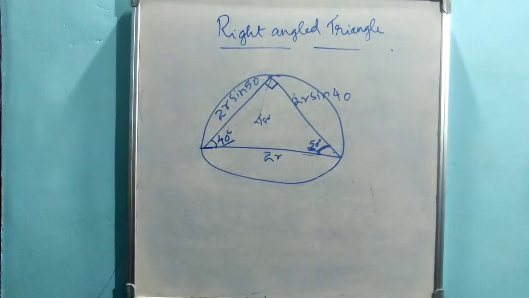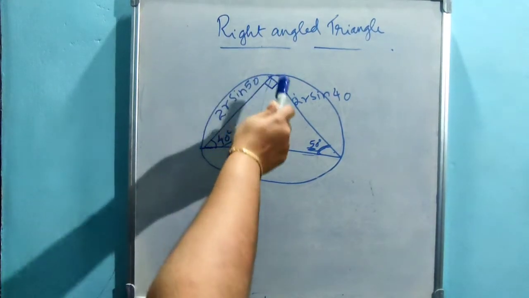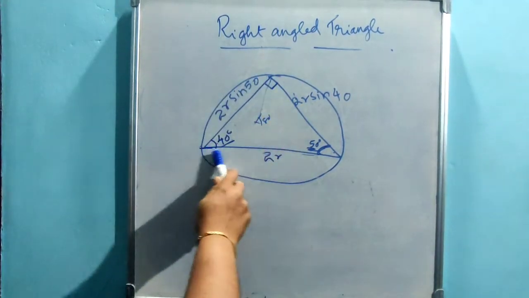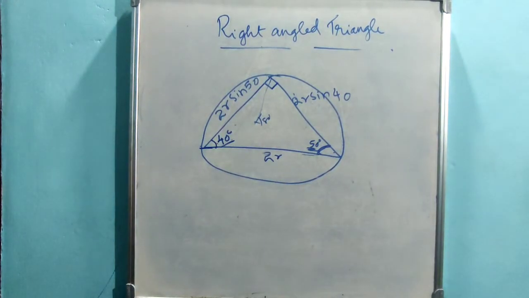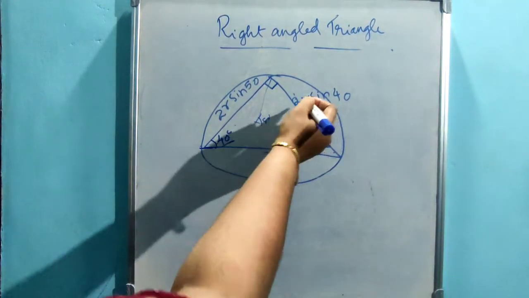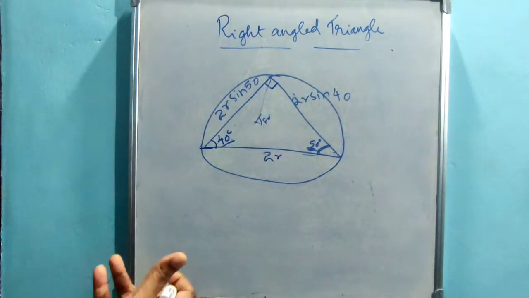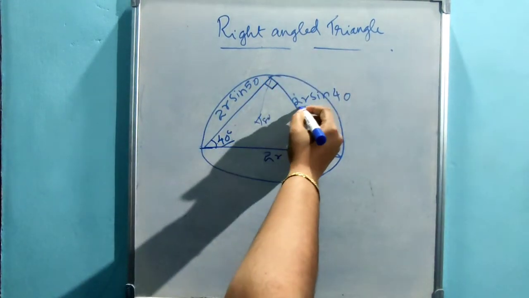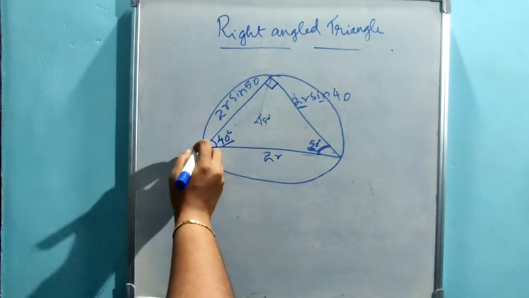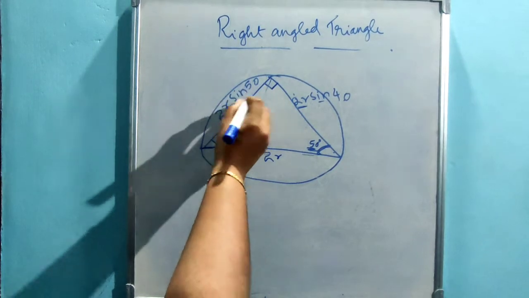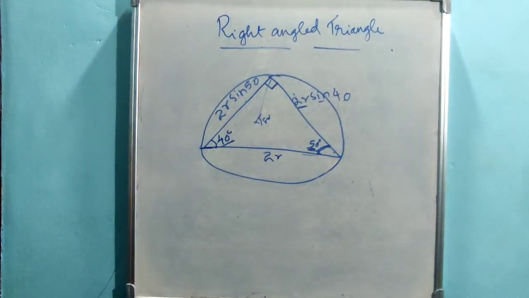2r sine 50. So, in a right triangle, the side opposite to 90 degree is the diameter of the circle, and the other two sides, as we did in the earlier problem, we just write 2r sine of the opposite angle. Here also 2r sine of the opposite angle, in a right angle triangle.